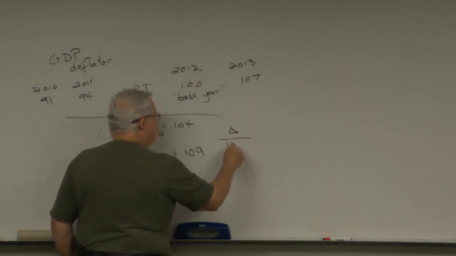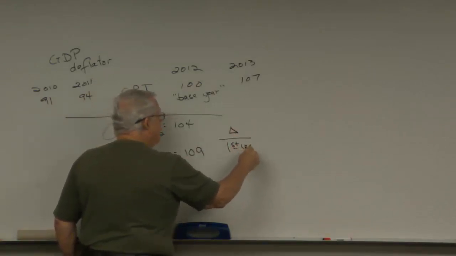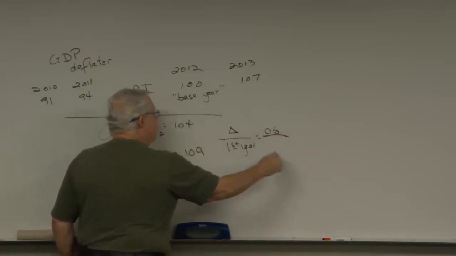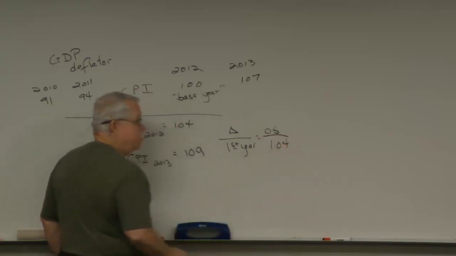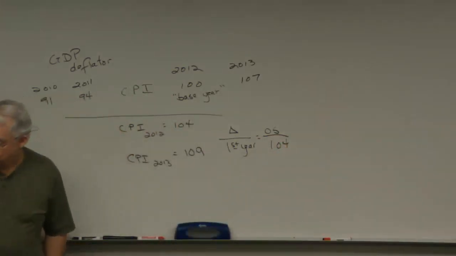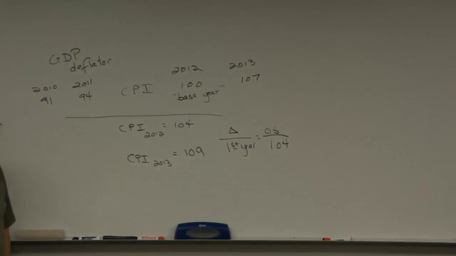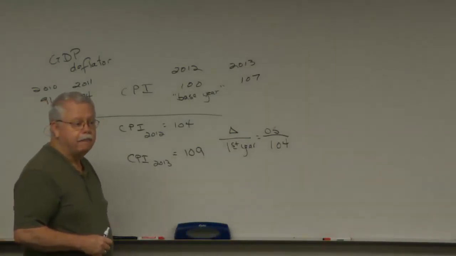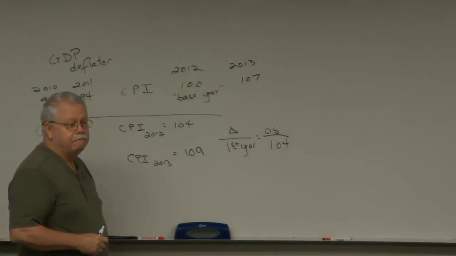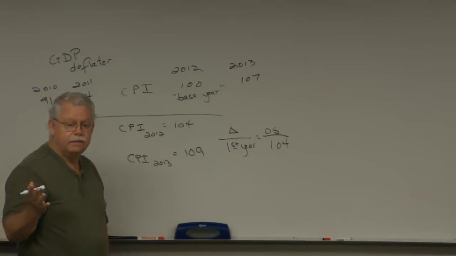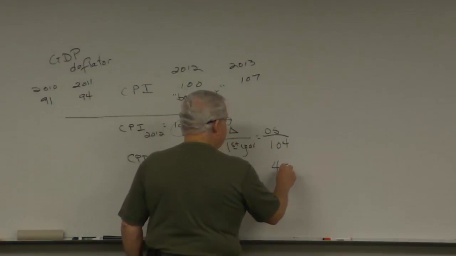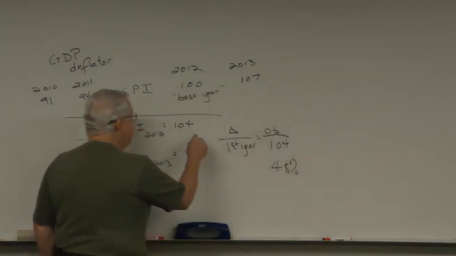divided by the first year. In this case, the change was 5, and the index in the first year was 104. So what is 5 divided by 104? Anybody got that? 0.048. Yeah. So the rate of inflation was really about 4.8% between those 2 years.